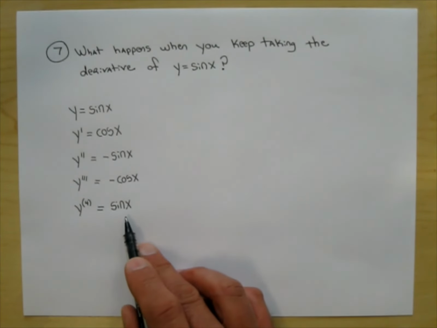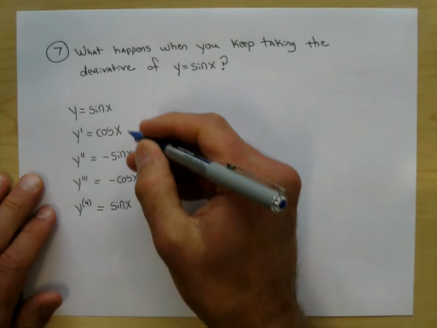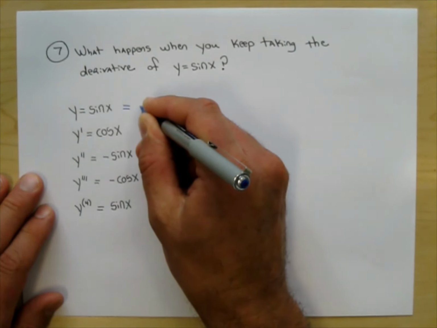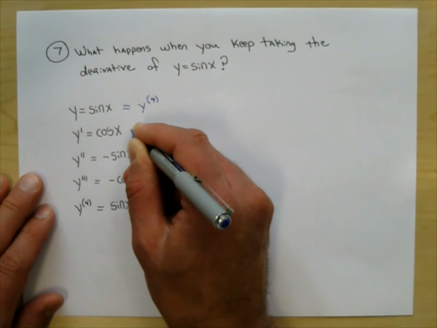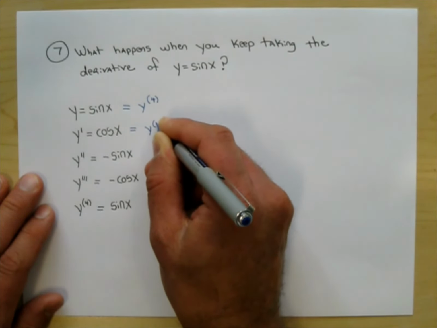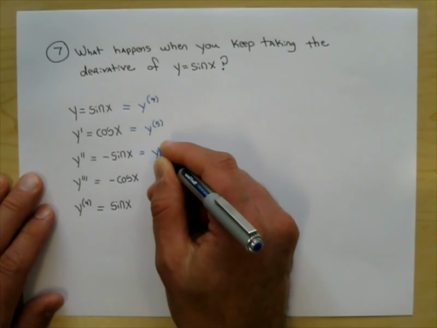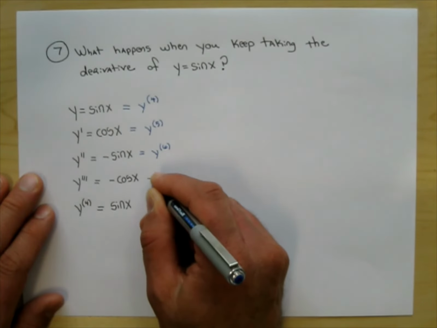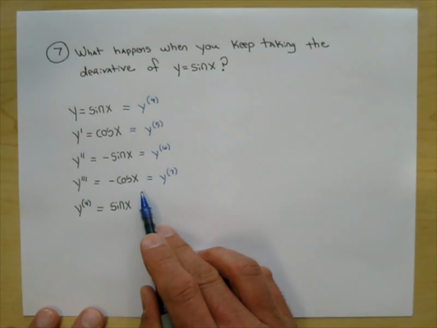So then the fifth derivative, let me just put this in a different color. So this right up here is the fourth derivative. And then if you take the fifth derivative, you get the cosine. And the sixth derivative, you get negative sine. And the seventh derivative, you get negative cosine. And then guess what? The eighth derivative will bring us back to sine.